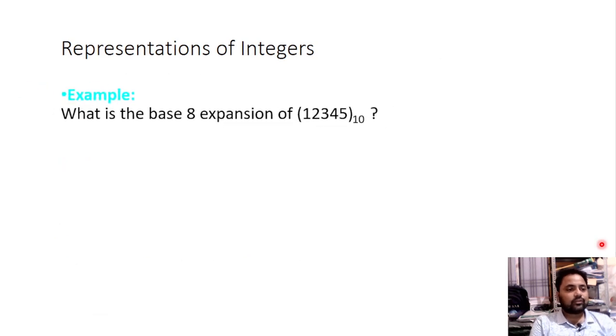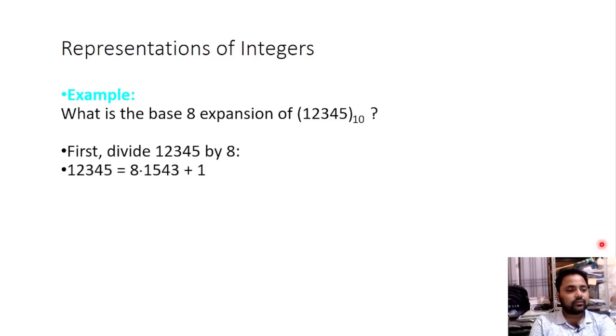Now, representations of integers. For example, what is the base 8 expansion of 12345 to the base 10? First divide 12345 by 8. So here, 12345 is equal to 8 times 1543 plus 1, because when we divide 12345 by 8, it gives 8 times 1543 plus 1.